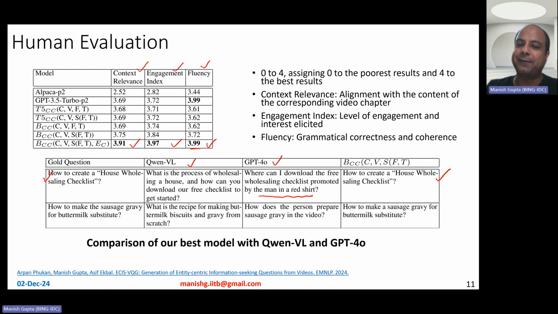How can you show that on a People Also Ask block, right? People Also Ask blocks typically want to show self-complete questions, not referring to a particular video, but this one ends up generating things of that kind. Or, how does the person prepare the sausage gravy in the video? Not self-complete. It is contextually very, very tied to that video, right? It's not a self-complete question, which is entity-centric in that sense. But it's a pretty good question that we generate: how to make the sausage gravy with a buttermilk substitute.